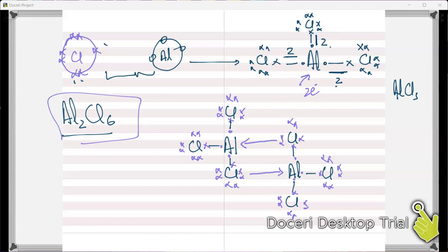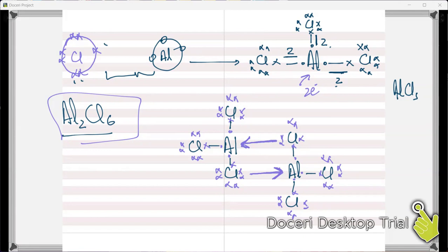Here we will have a coordinate covalent bond. Now remember that a coordinate covalent bond, or dative bond, is represented with an arrow. The one which is donating the electrons, the arrow will indicate from it. So here the chlorine is donating electrons, so the arrow will move from chlorine towards aluminium. So that's how it works. I hope this makes sense.